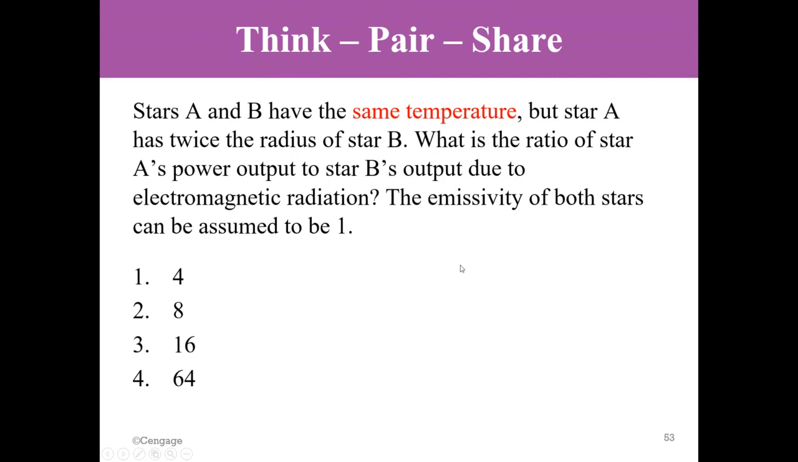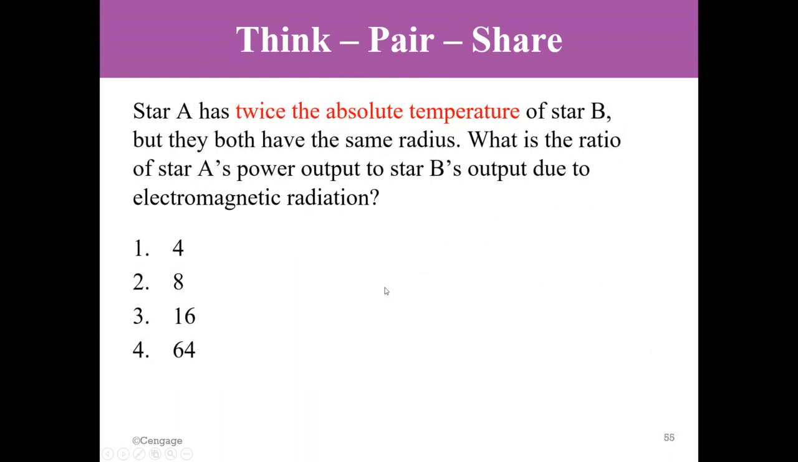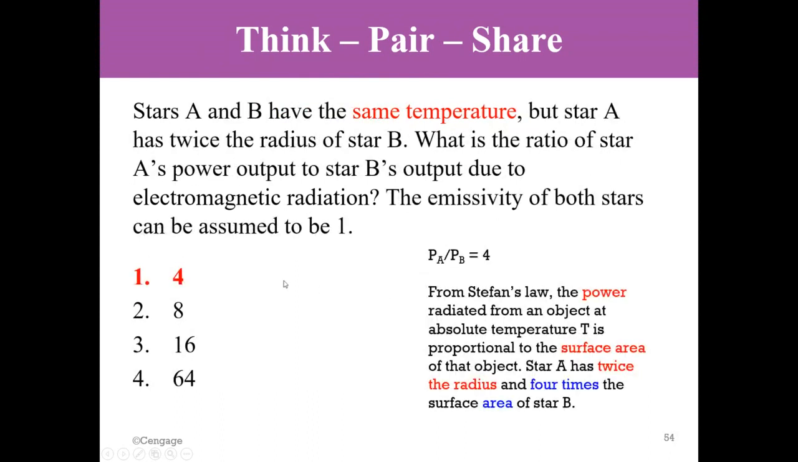So here in this case, I think it's clear. The answer would be 4, because you are dealing not with R, but with the square of R when you check the area. So the ratio between the power of A to the power of B is 4 times, because the radius of A is 2 times the radius of star B.